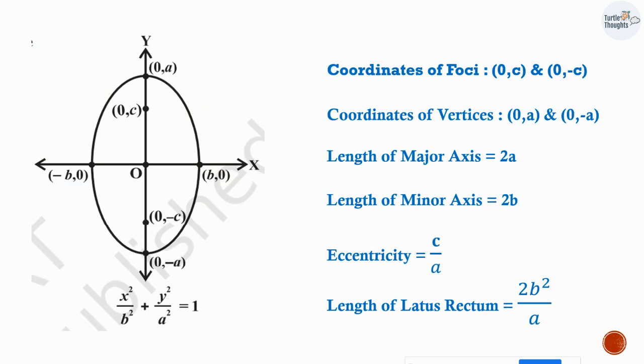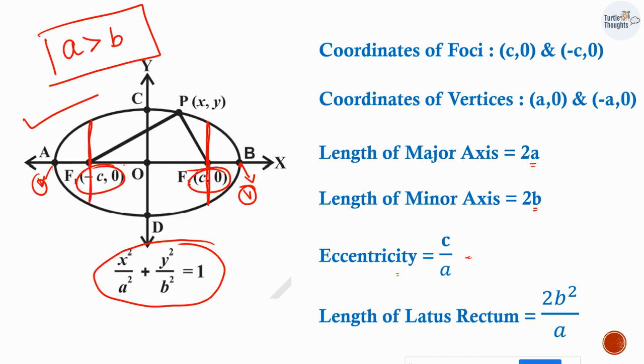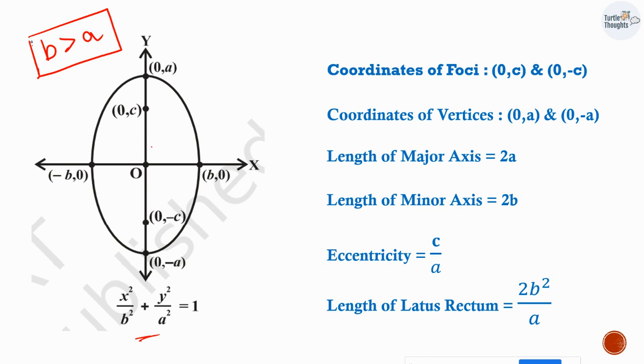Similarly, if we have an ellipse elongated along the y-axis, the equation is going to be x square divided by b square plus y square divided by a square is equal to 1. Here in this case, b is going to be greater than a. So I will go back to the previous slide. When an ellipse is elongated along the x-axis, a is greater than b. When an ellipse is elongated along the y-axis, b is greater than a.